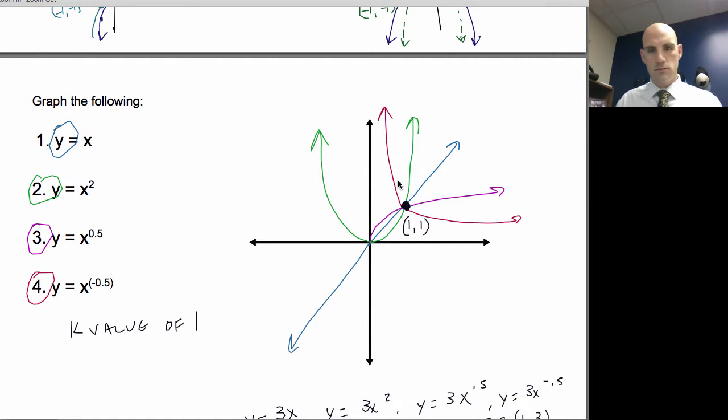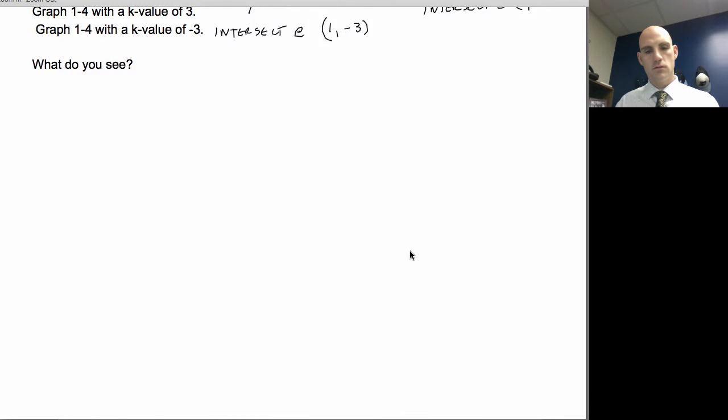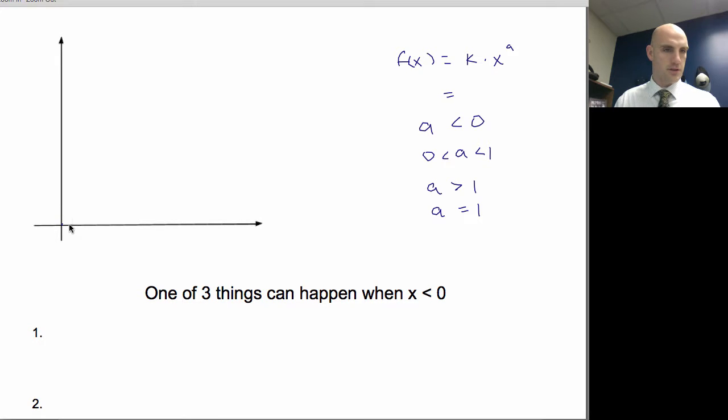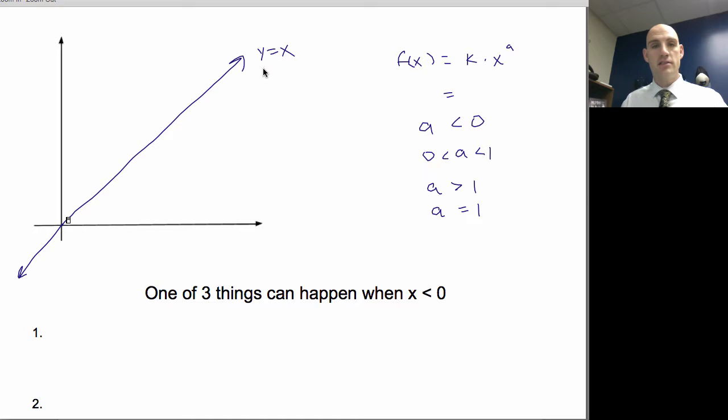So we'll just do it over. I've got the y equals x line. Well, if this is y equals x, that means that a is equal to 1. So that would be k times x to the a. So that would be 3 times x. Okay? And so that's that one.